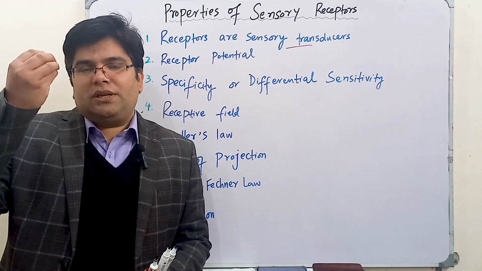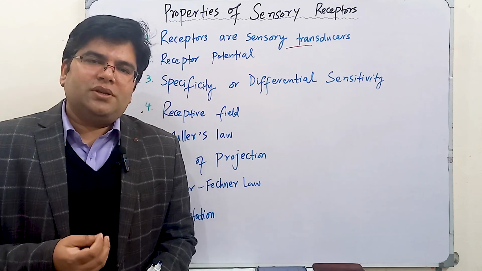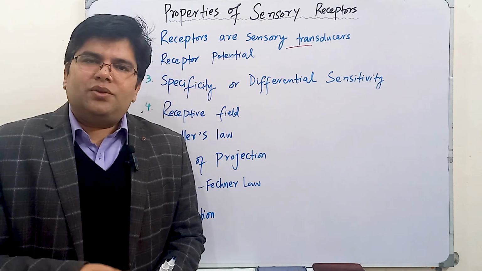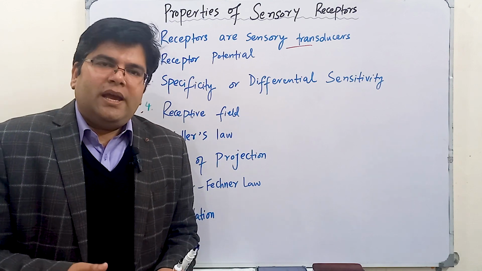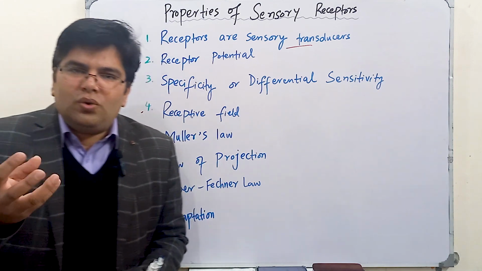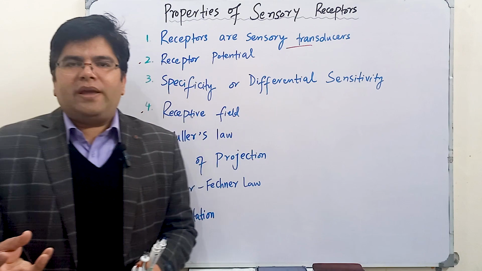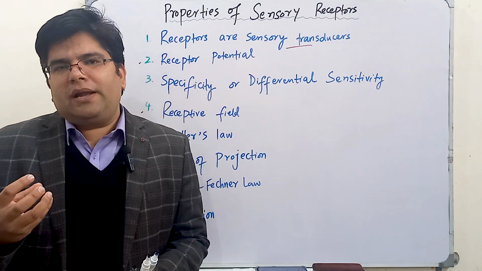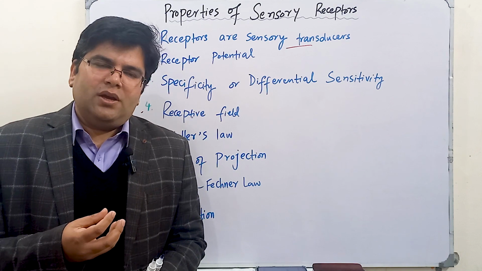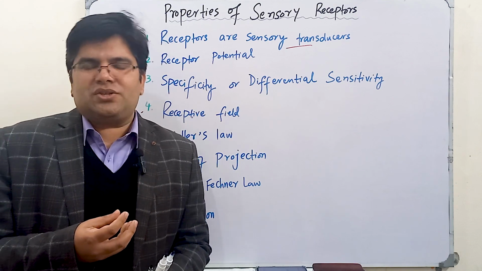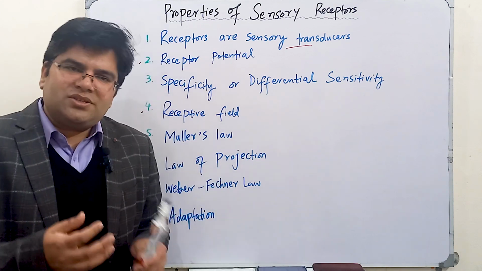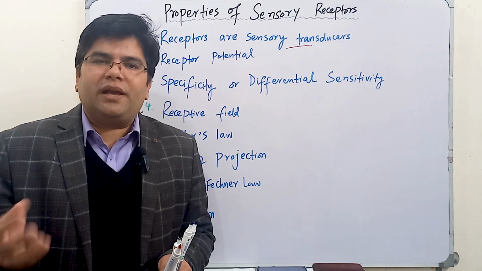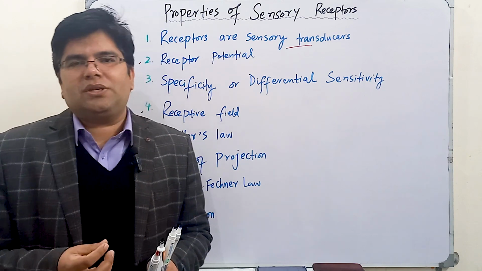When light falls on our retina, rods and cones convert this light energy into membrane potential change, and this process is called phototransduction. When sound energy enters our internal ear and converts into electrical change, we call it auditory transduction. So transduction in different receptors is called differently, like phototransduction, auditory transduction.